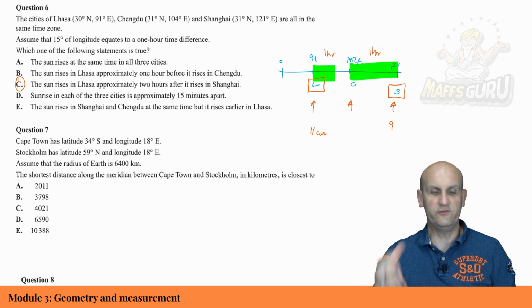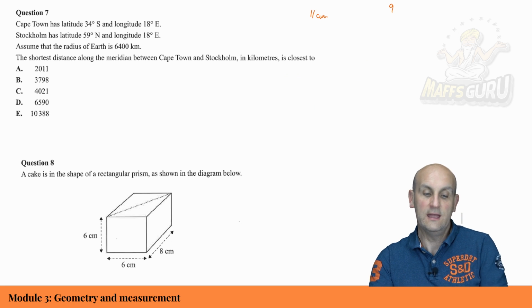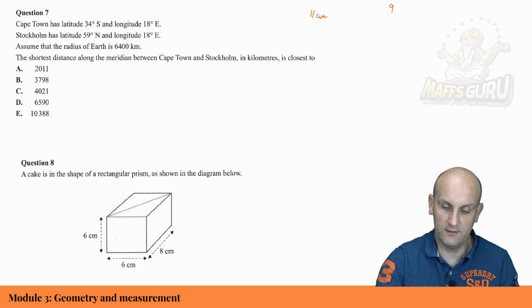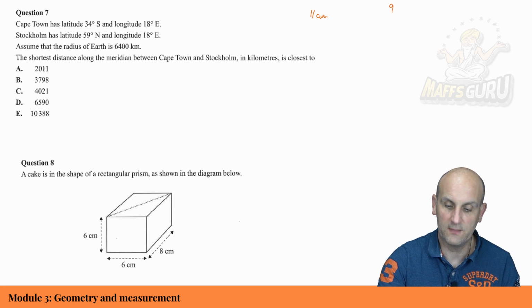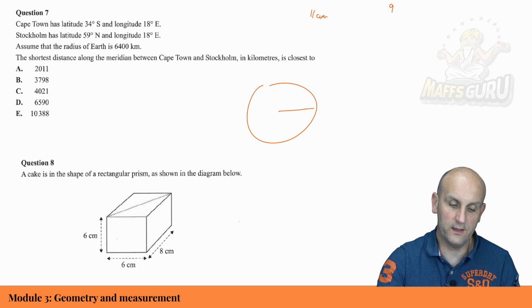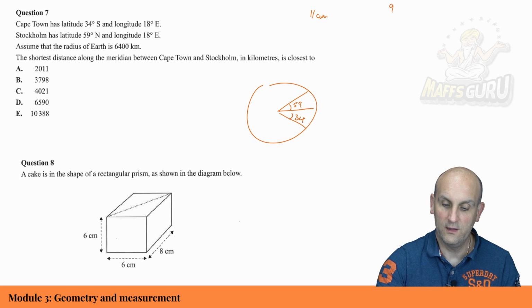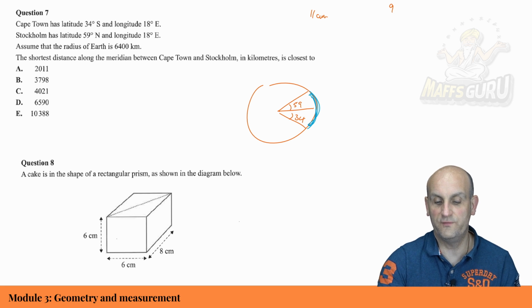So again, draw those diagrams. Life is good. Cape Town has a latitude of 34 degrees south and longitude 18 degrees east. Stockholm, again, I tend to draw a circle here. I know this is my equator, and I know that Stockholm has latitude 59 degrees north, so I know that that's 59, and I know that this here is 34. Now, why is that important to me? Because I'm now looking for some sort of arc length of this whole circle.